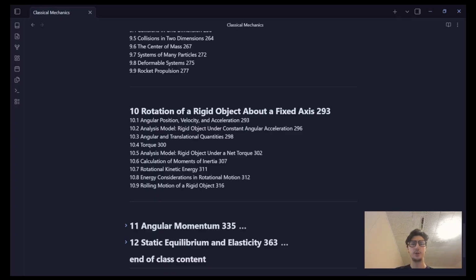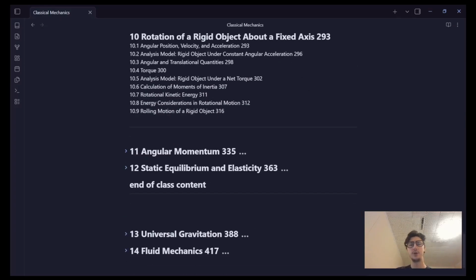Analysis model: rigid object under a net torque. Calculation of moments of inertia. Rotational kinetic energy. Energy considerations in rotational motion. Rolling motion of a rigid object.